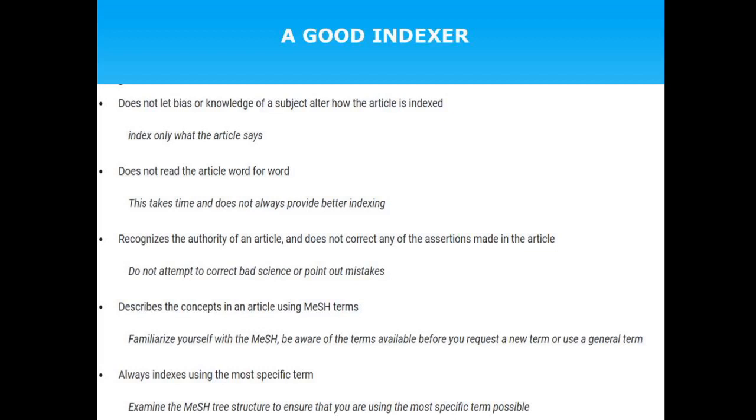Always index using the most specific terms. Don't go by general terms. For example, cancer: if the article is talking about skin cancer, go by the specific term skin cancer. Don't use the general term cancer. Be as specific as possible. Describe the concepts in the article using MeSH terms, that is Medical Subject Headings. MeSH has a predefined list of controlled vocabulary, that is a predefined list of subject heading terms. So try to include those terms which will actually represent the context.